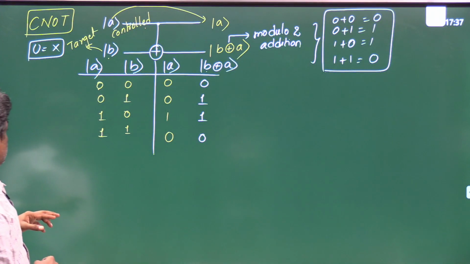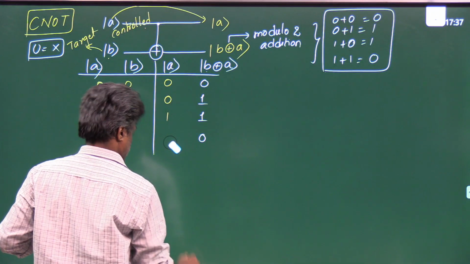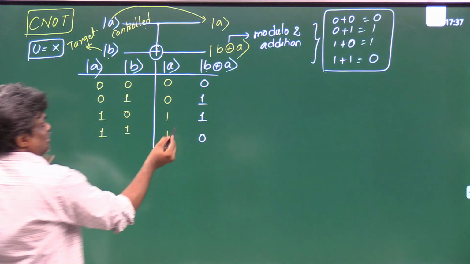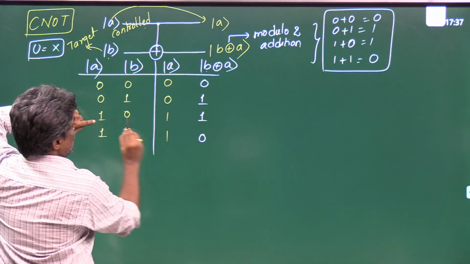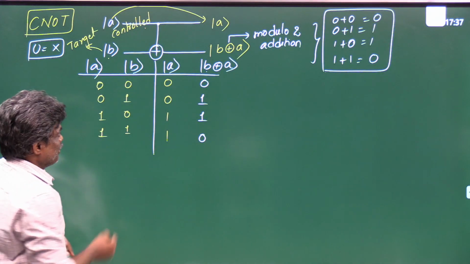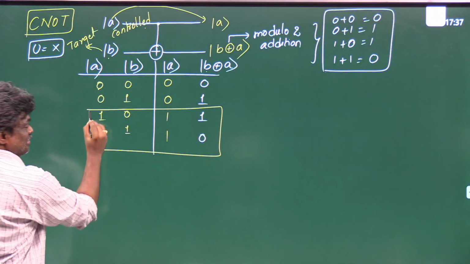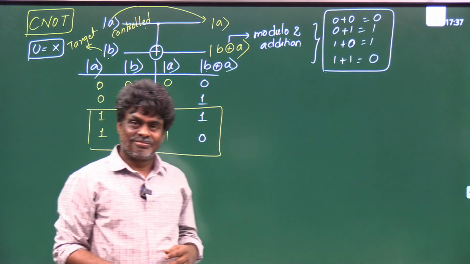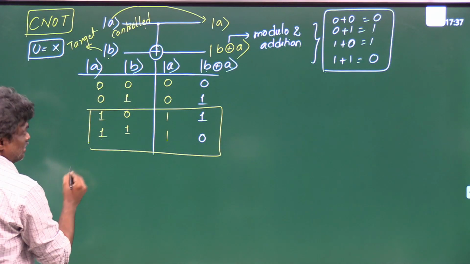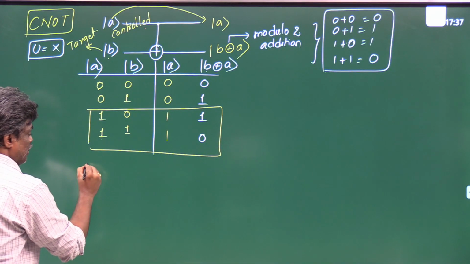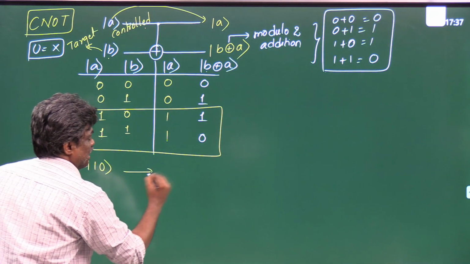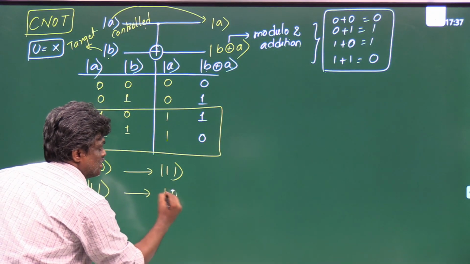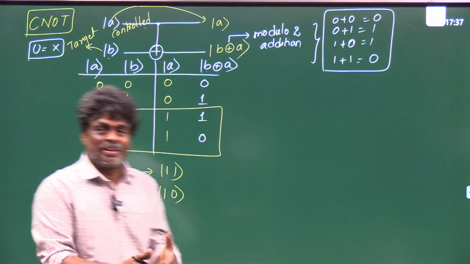Yeah, please check. Now please check. So 1 plus 1, here 0. 1 plus 0, 1. 0 plus 1, 1. So if you see these last two things, what happened? 10 becomes 11, 11 becomes 10. So what is a CNOT operation? The CNOT operation is, if you have the 10 state, it will convert to 11, and if the 11 state is there, it will convert to 10. This is what I told you earlier.